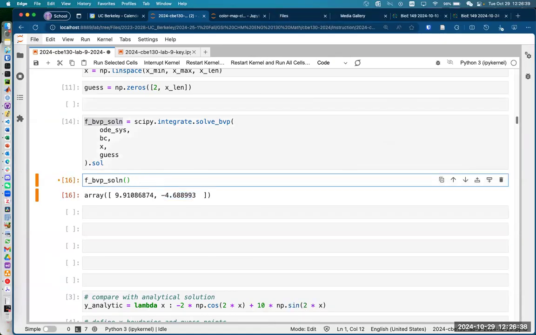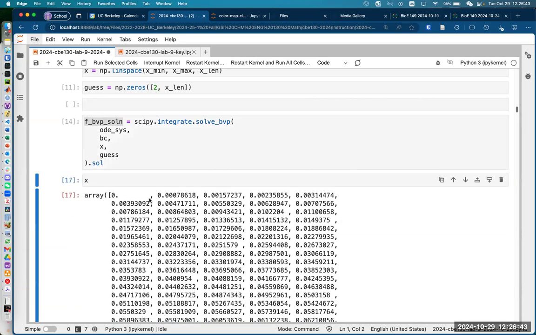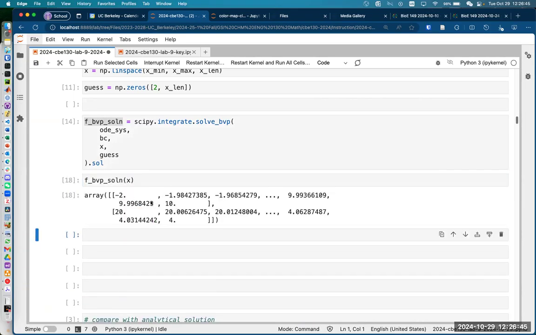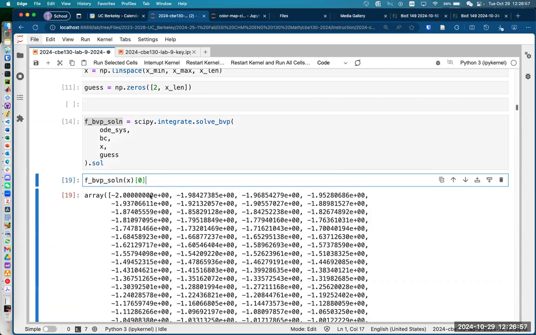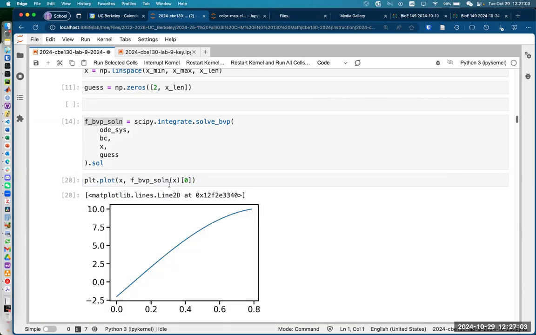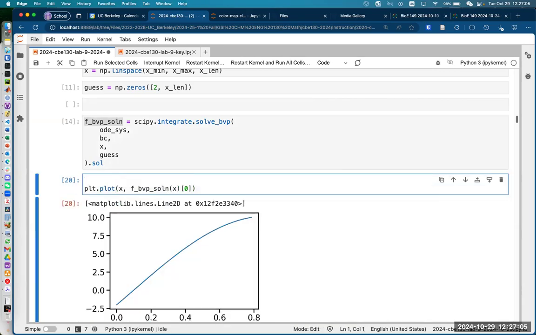So we can also evaluate at x. X is already a list of points, so we can also evaluate those lists of points. And then it has 2 elements. First element is the original function. Second element is the first derivative. So index the 0th index, so first element. So this is the original function. And we can plot this. And this will be our final solution.